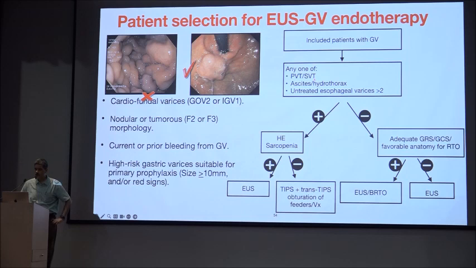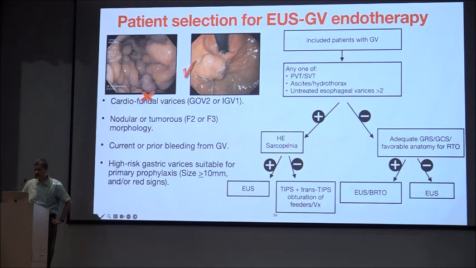We look clinically at these patients. We don't do EUS in all. We look for portal vein thrombosis. We look for ascites, hydrothorax, and untreated esophageal varices. If any of these are present, we look at hepatic encephalopathy or sarcopenia. If these are present, well, then these patients are not a candidate for BRTO, not a candidate for TIPS. These are the perfect patients for EUS.